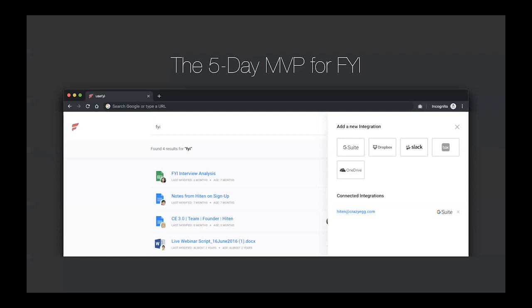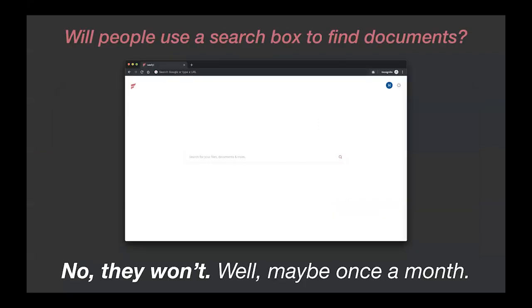And all it did was connect to all these apps: G Suite, Dropbox, Slack, Box, and OneDrive, the easiest ones we could connect to. And then it gave you the search box. It was a really simple product where, when you started typing in the search, it would ping the APIs right away. There was no storage happening on our end. And with this we wanted to determine the answer to the idea here, and whether a search box was good enough for people finding their documents.